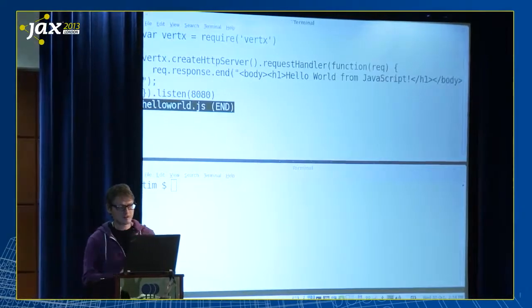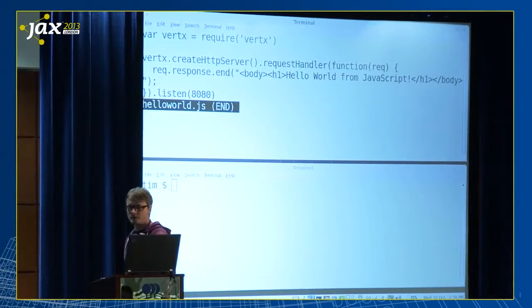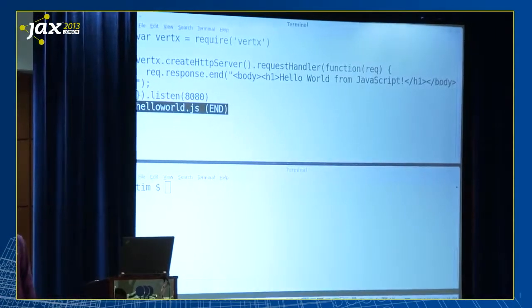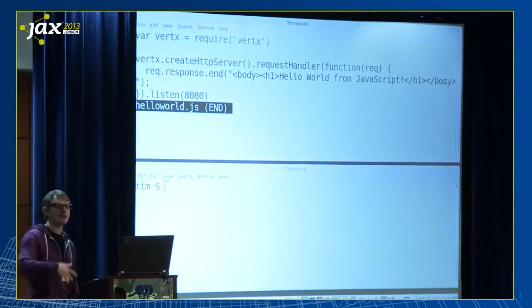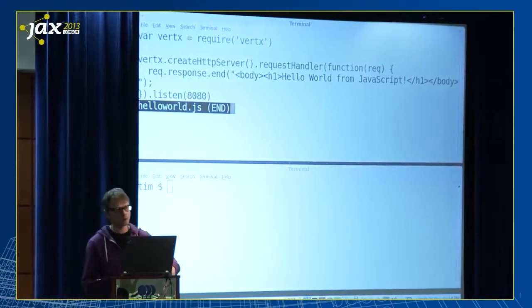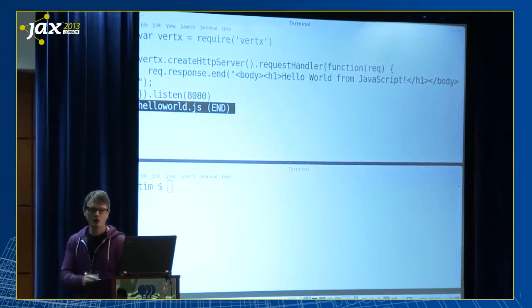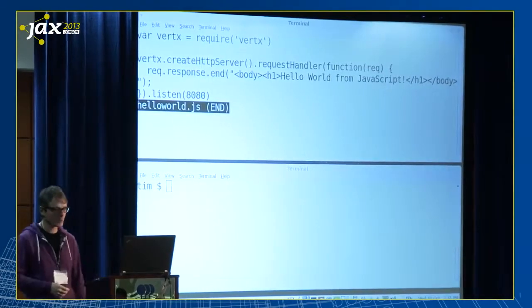So let's have a quick look at that. As you can see, very, very simple. It's a few lines of code. We're creating an HTTP server. We're setting a request handler on that server. The request handler we set is just a function, and that function will be called when a request arrives on the server. And when that happens, we're just going to say Hello World from JavaScript. Okay?